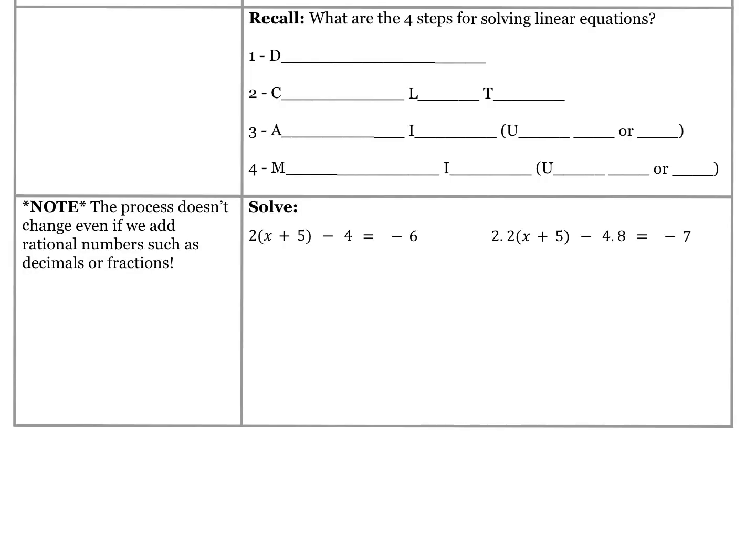To begin today's lesson, we first need to recall things we have been previously learning, and we need to know our 4 steps for solving linear equations. What is that process we've been using? Because we're going to be using it again today. The first thing we need to do every time is we have to distribute. We apply the distributive property to get rid of any parentheses.